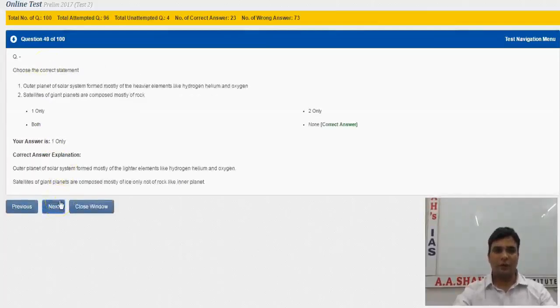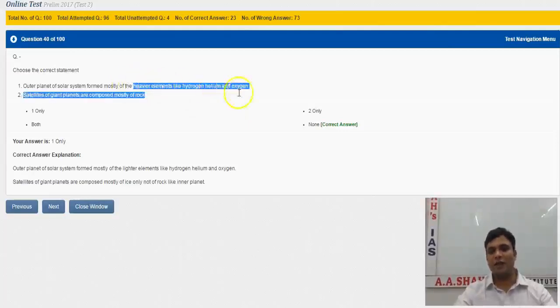So moving along, we have some questions on outer planets and giant planets, which are also called the Jovian planets. A good explanation of that would be found in your NCERTs, especially for question number 40. NCERT is enough because the question is which of these are correct statements. Outer planets of the solar system form mostly of the heavier elements like hydrogen, helium and oxygen. These are the outermost. The last four are the outermost. The first four are the innermost. सो जो outermost है जिसमें Saturn आएगा, जिसमें Jupiter आएगा, वो ज्यादातर heavier elements like hydrogen, helium और oxygen से बने। In fact जो Saturn के around हम जो rings देखते हैं वो भी उसी का एक function है. Satellites of giant planets are composed mostly of rock.